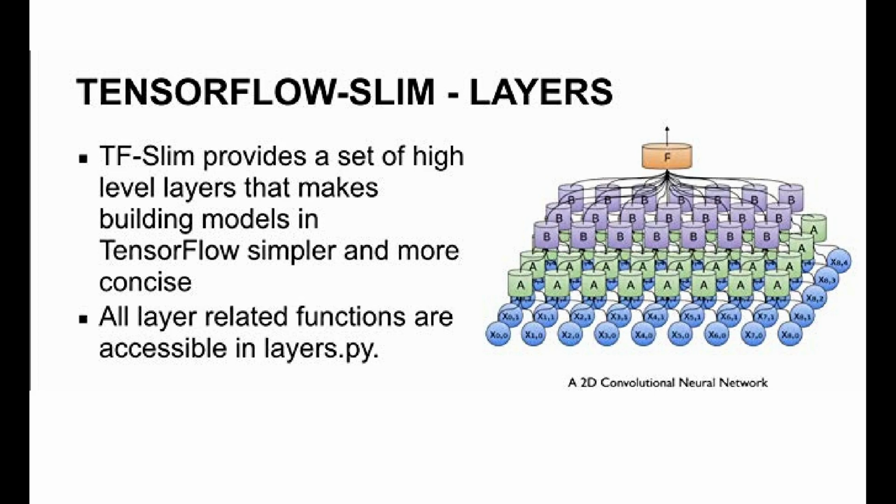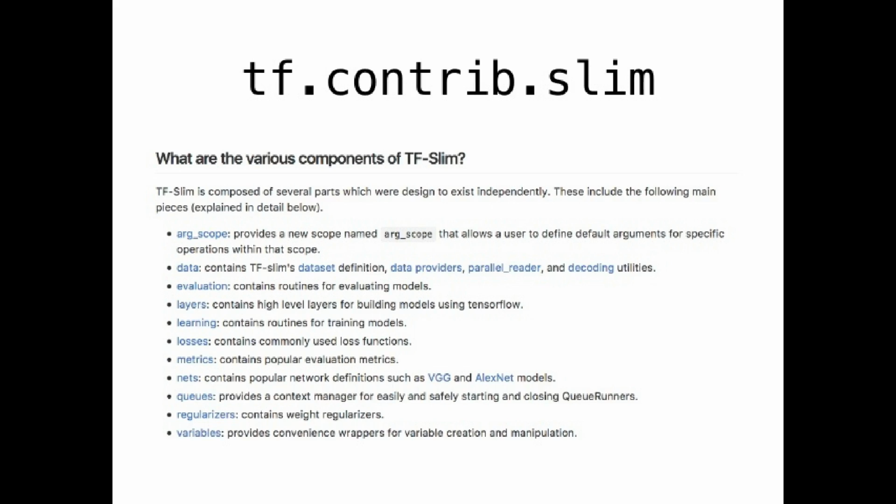What are the various components of TensorFlow Slim? Let's see the components of TensorFlow Slim. It is composed of several parts which were designed to exist independently. The following are the main pieces or packages of TensorFlow Slim. Number 1, arg_scope. TensorFlow Slim's arg_scope package provides a new scope named arg_scope that allows a user to define default arguments for specific operations within that scope.